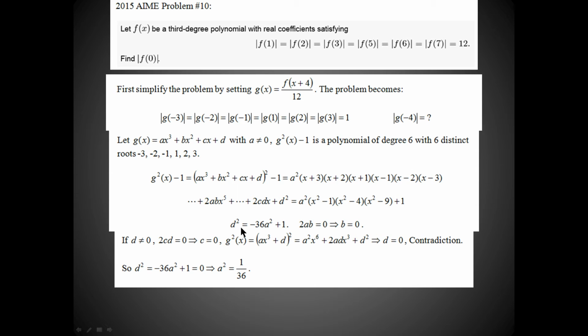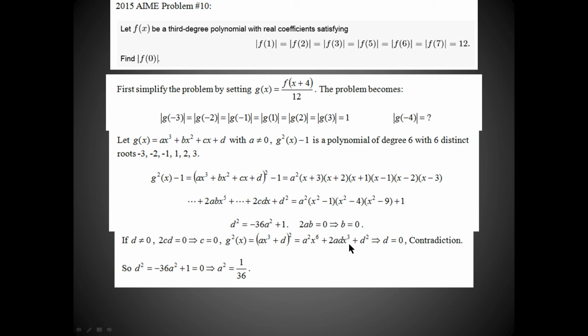If d is not 0, then from here, this term should be 0, because that's the degree 1 term. There's no degree 1 term here. So 2d is 0. That means c equals 0 because we assume d is not 0. Also, we have b = 0, c = 0. Then g(x) is just ax cubed plus d. If we square it, we get this.